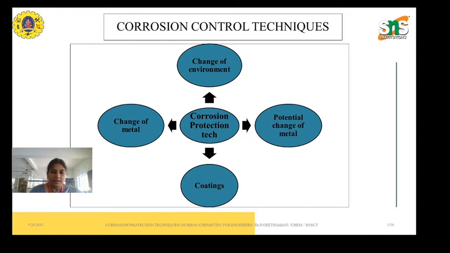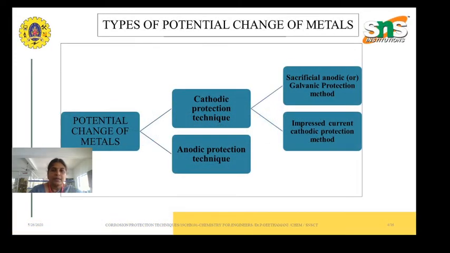Another method is by making a coating. This is the easiest and simplest method. Next class we will see how coating prevents corrosion. So there are four methods used to prevent corrosion: changing the environment, changing the potential of the metal, changing the metal with the design, and coating. In this class we will see how the types of potential change of metals prevent corrosion.